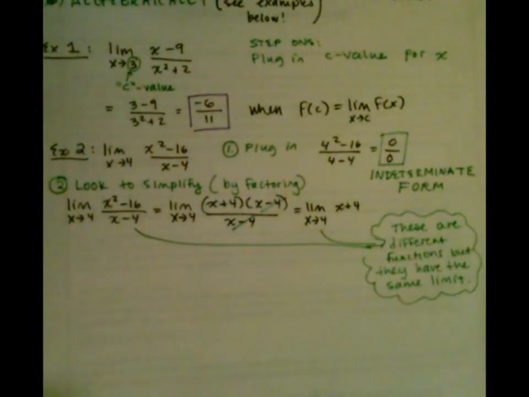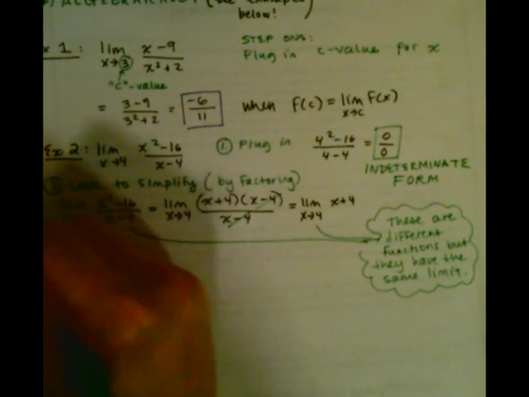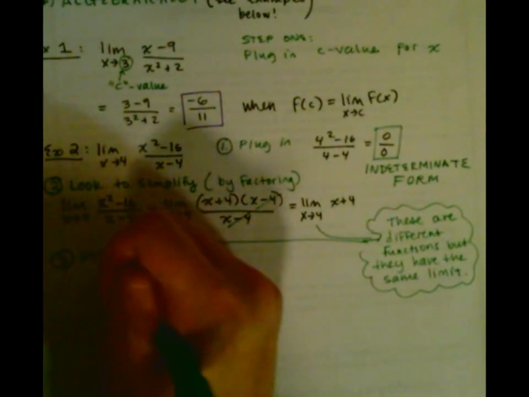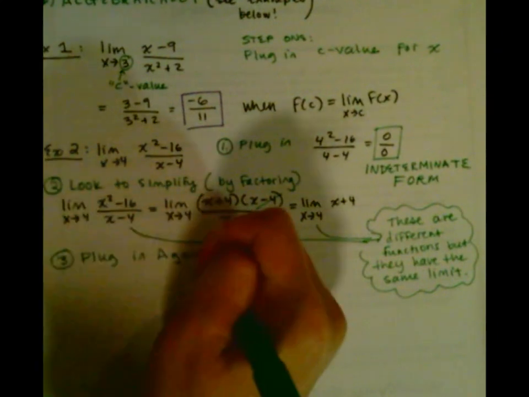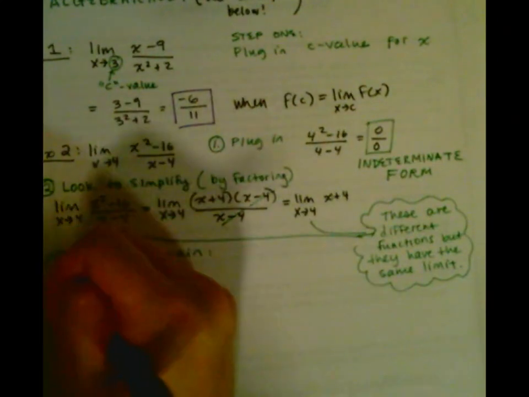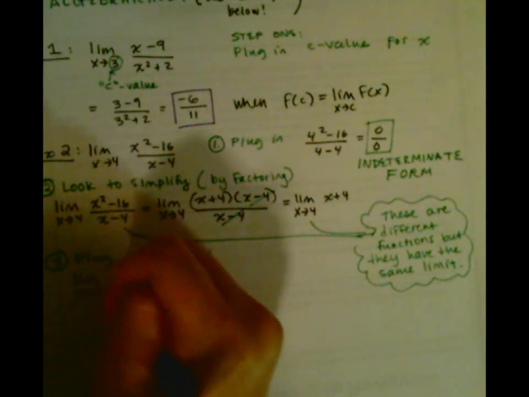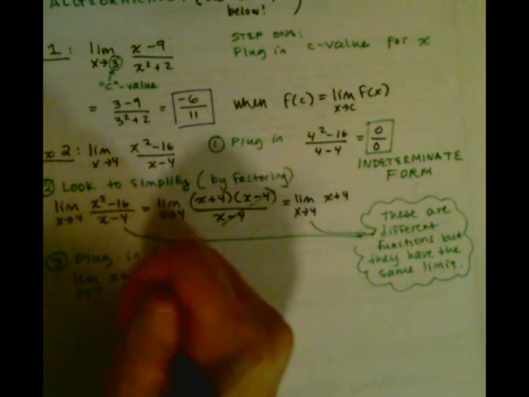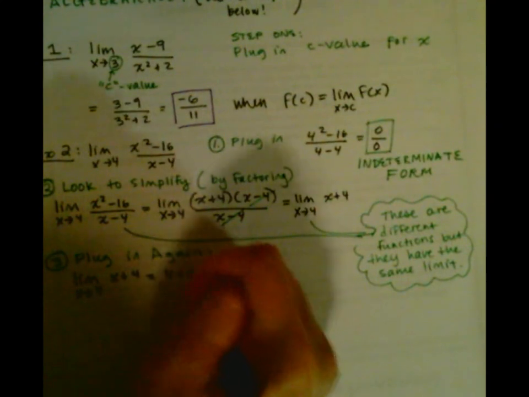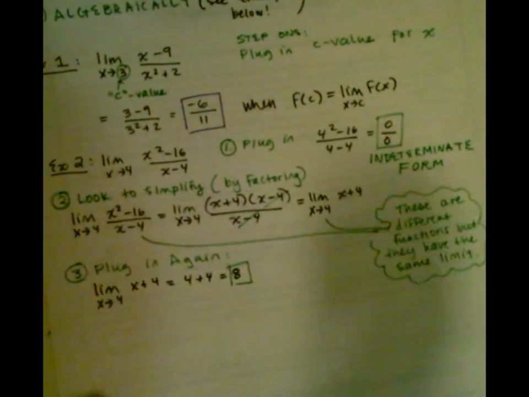So continuing on then, my last step is going to be the same as my first step. I'm going to plug into the function again. And now everything's going to work out nicely because the function I'm plugging into is a different function that is defined at 4. So now when I plug in 4 to x plus 4, I get 4 plus 4, which is 8, and that must be the same thing as the limit as x approaches 4 of the original function.